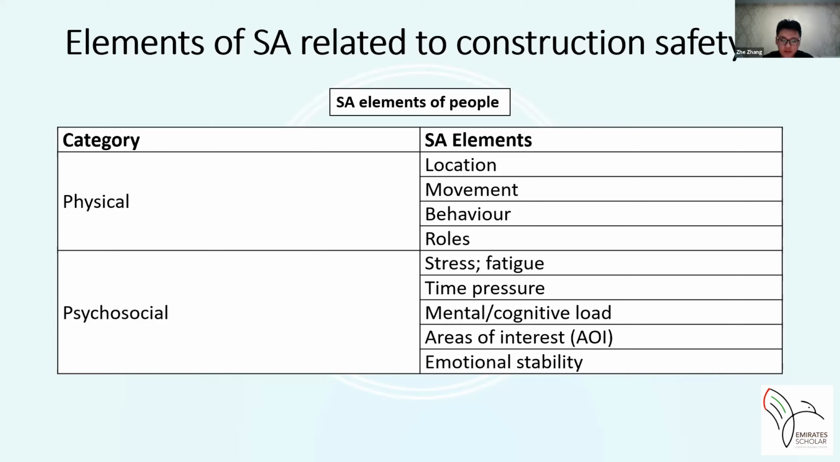From a construction safety management perspective, we categorize SA elements into three dimensions: people, machinery, and environment. SA elements of people can be further classified into physical and psychosocial aspects.